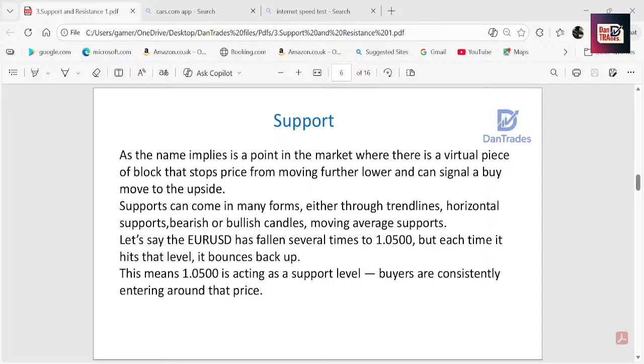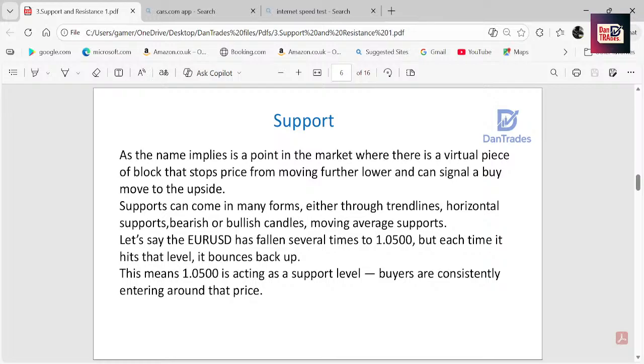So what do we have here? Support, as the name implies, is a point in the market where there's a virtual piece of block that stops price from moving further lower. As I said, if you bounce the ball on the floor, it's going to bounce back up. Buyers believe that at that particular area there is a floor that is going to stop price from moving further lower and bring it back up. And this can signal a buy move to the upside.